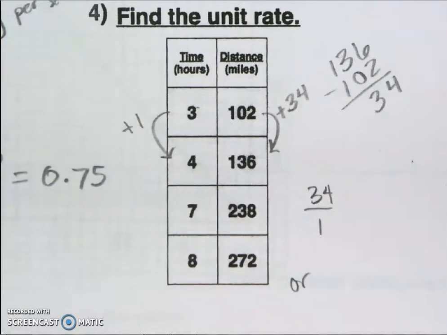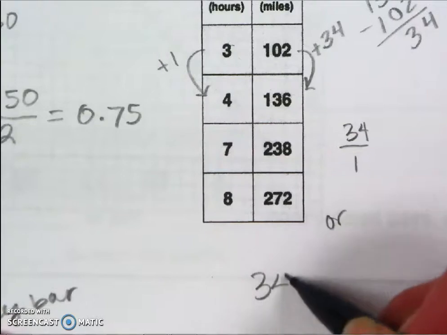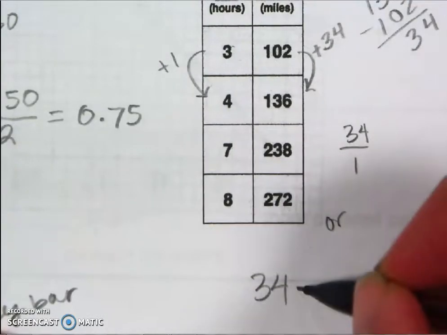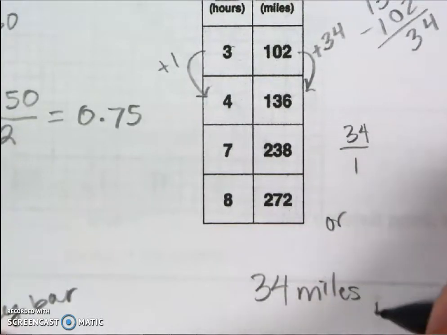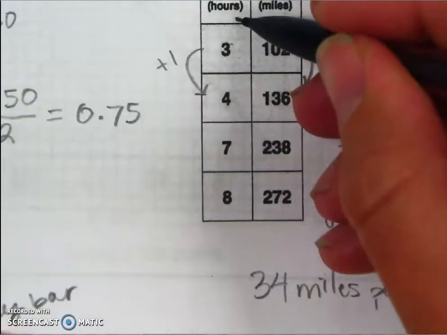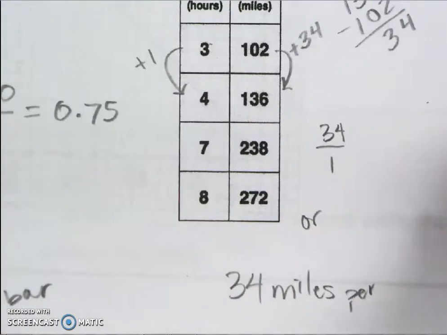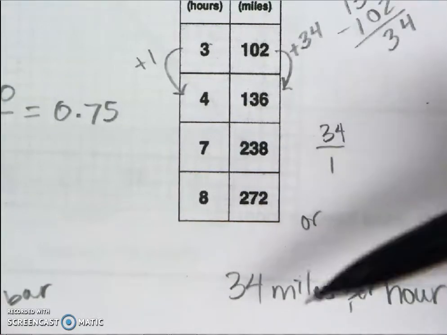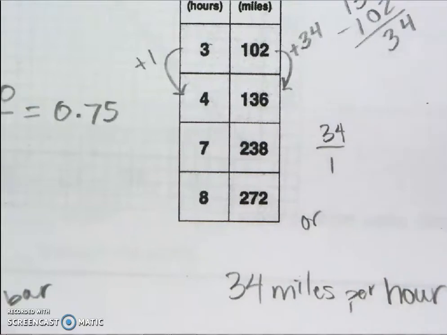Or if we put this to words, that would be 34, what is this labeled as? Miles. Miles per, what's this labeled as? Oh, hours. Miles per hour. All right, so that would be our unit rate. So that tells me they're traveling 34 miles every hour.